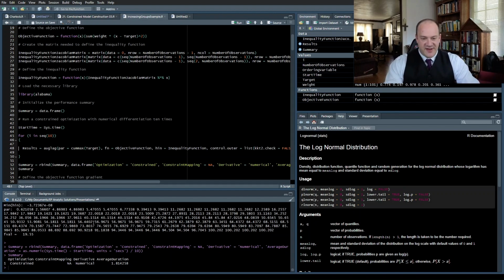It computes a bunch of values. It comes back with an answer. It says, here you go. Thank you very much. How long did that take, Mr. Auglag? And it's like, well, we did it 10 times because we want to get some sort of stable sense of how long it takes. On average, it took about 1.8 seconds to run that constrained optimization problem. 101 input variables, 100 constraints.